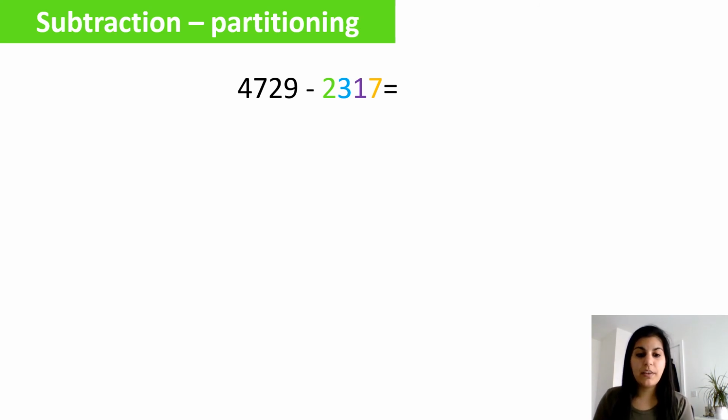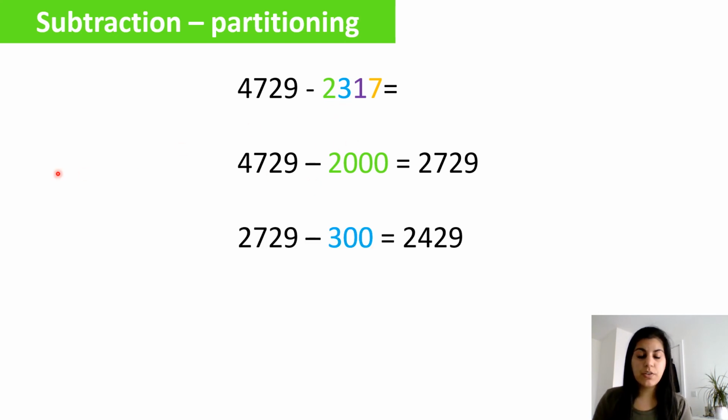Hopefully the first thing that you did was take away your 2,000. So 4,729 take away 2,000 is 2,729. So it's just my thousands digit that has changed. In my next step, we should have taken away the hundreds. So 2,729 take away 300 is 2,429. So again, just my hundreds digit has changed.